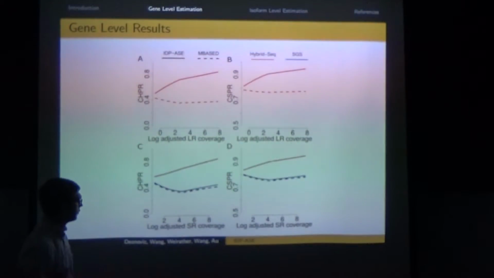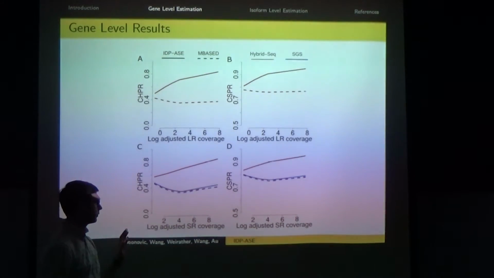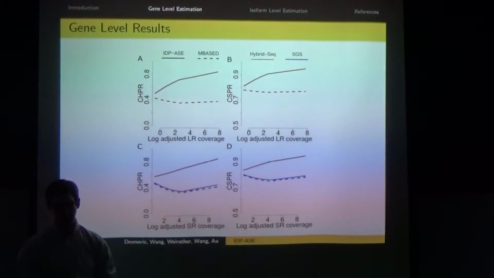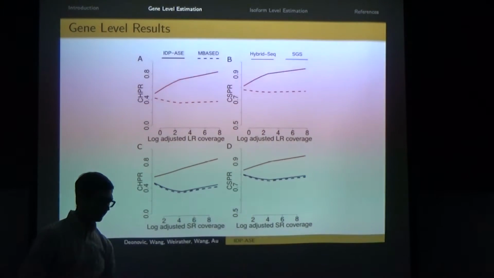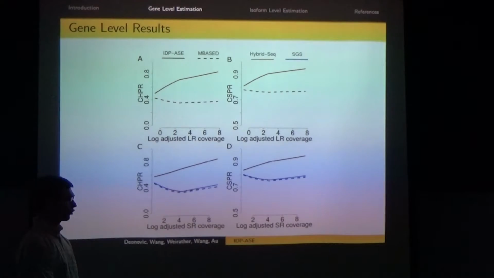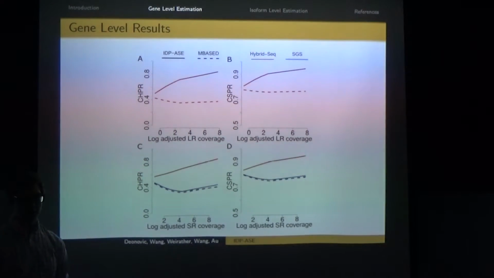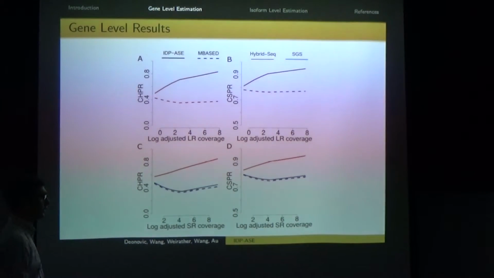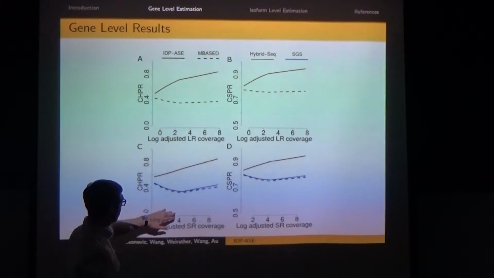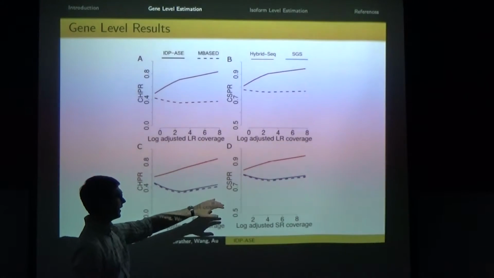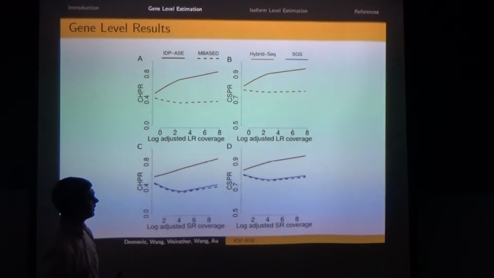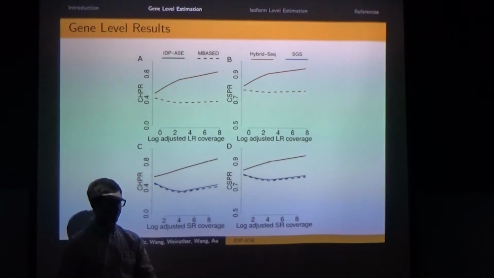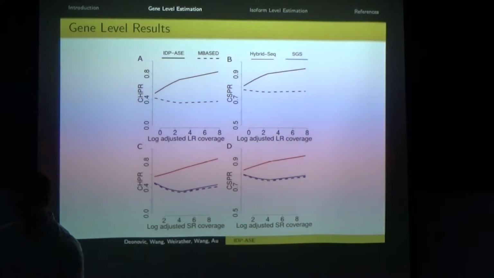In this bottom plot, we see a similar story. As the number of short reads increases, the performance of IDP-ASE increases as well. This might be simply because the number of short reads is correlated to the number of long reads, and so as short reads increase, the number of long reads increase as well. But again, we see that M-based and also short read sequencing only data does not have very much improvement as the coverage of short reads increases.